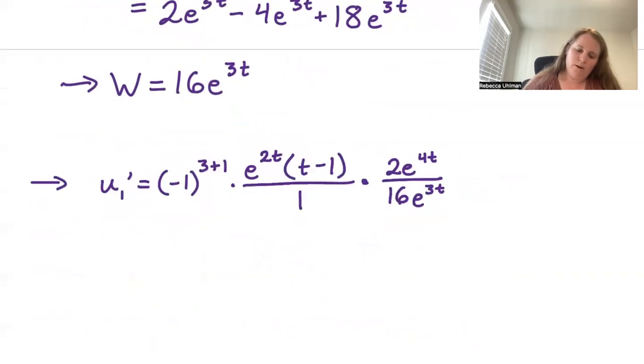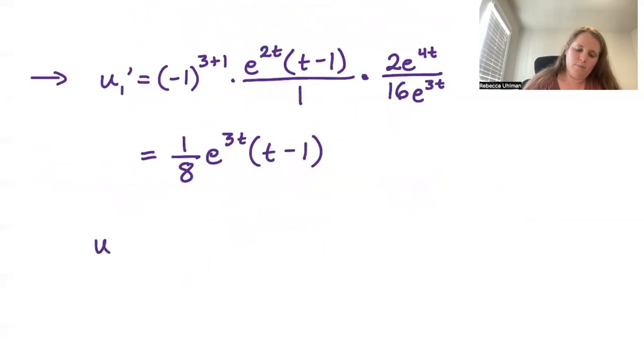Actually, let's go ahead and simplify that. -1 to the 4th is 1. e to the 2t times e to the 4t is e to the 6t divided by e to the 3t, which is e to the 3t. So we will have 1/8 e to the 3t times t minus 1.